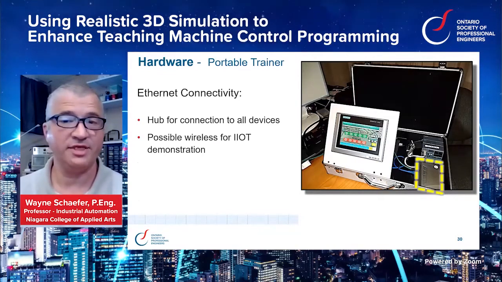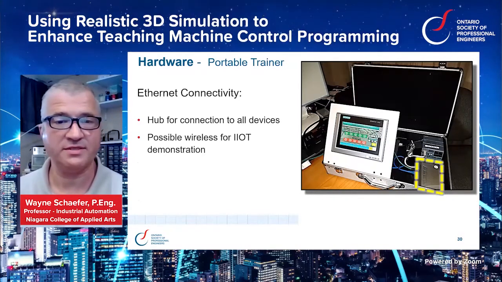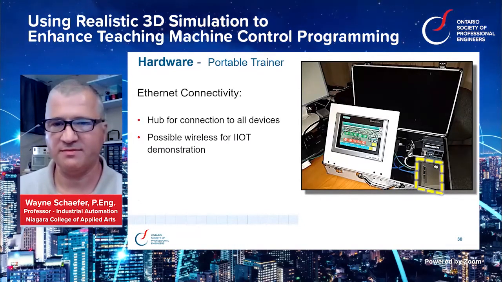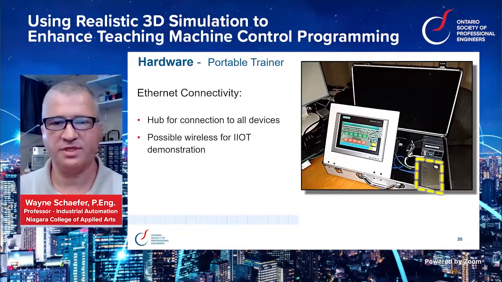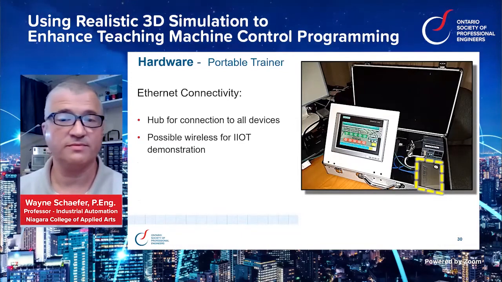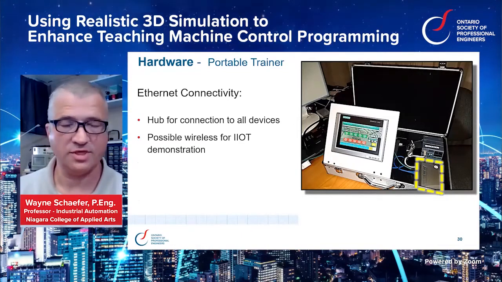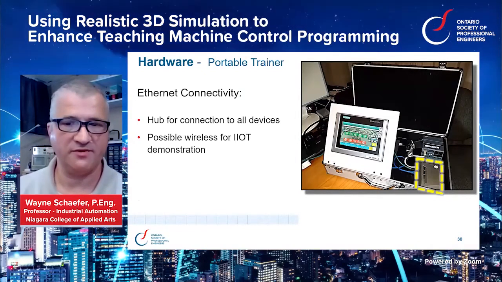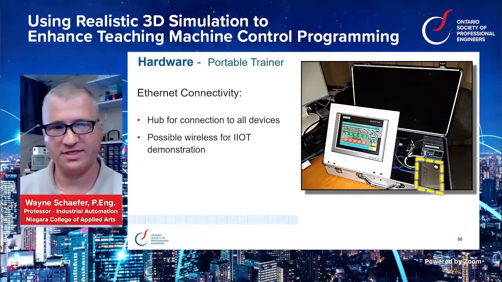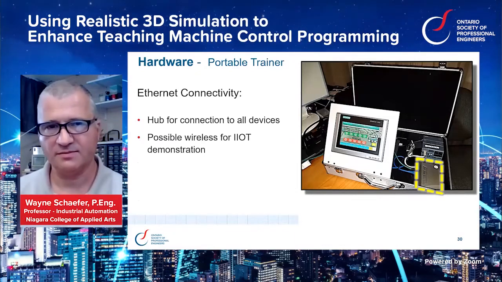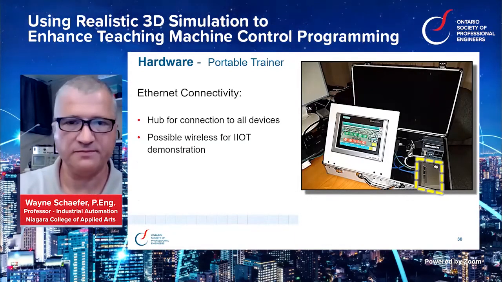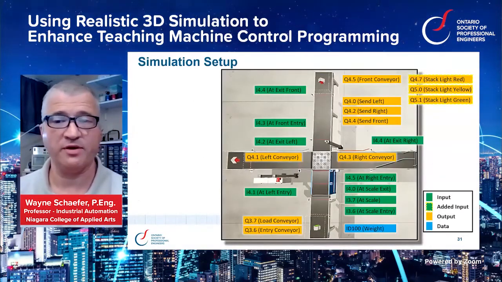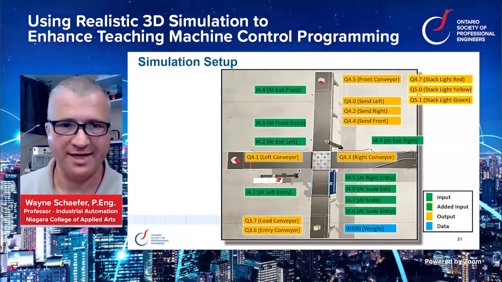Now also added here is an Ethernet hub for connection to all the devices, which by the way could be wireless, which is cool for industrial Internet of Things. And I do a demonstration using the S7 1200 built-in web server, and we'll talk about that more in the demo. I also mentioned here that I've added some basic fault messaging and history to this HMI to give that higher degree of realism.